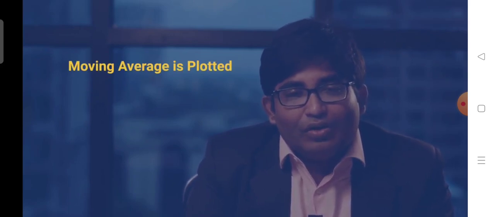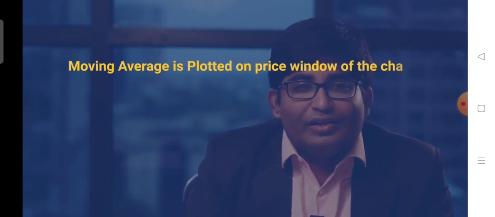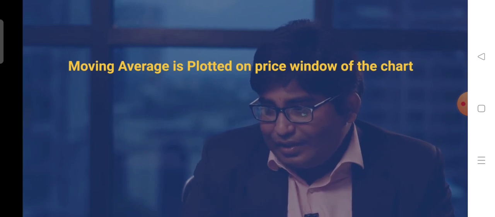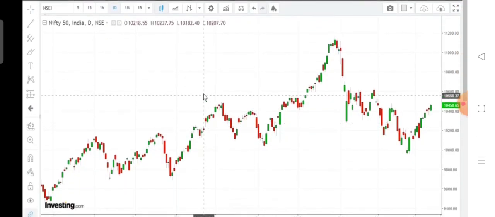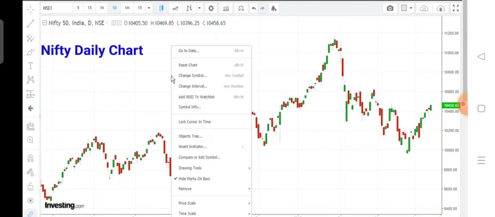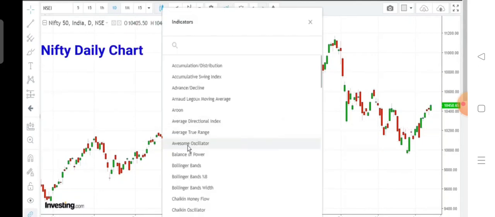Now, how are they plotted on the chart? A moving average is plotted on the price window of the chart. It is plotted along the price. Now let us look at the investing.com website. Here we have opened a Nifty daily chart. Now suppose we want a moving average to be plotted here.